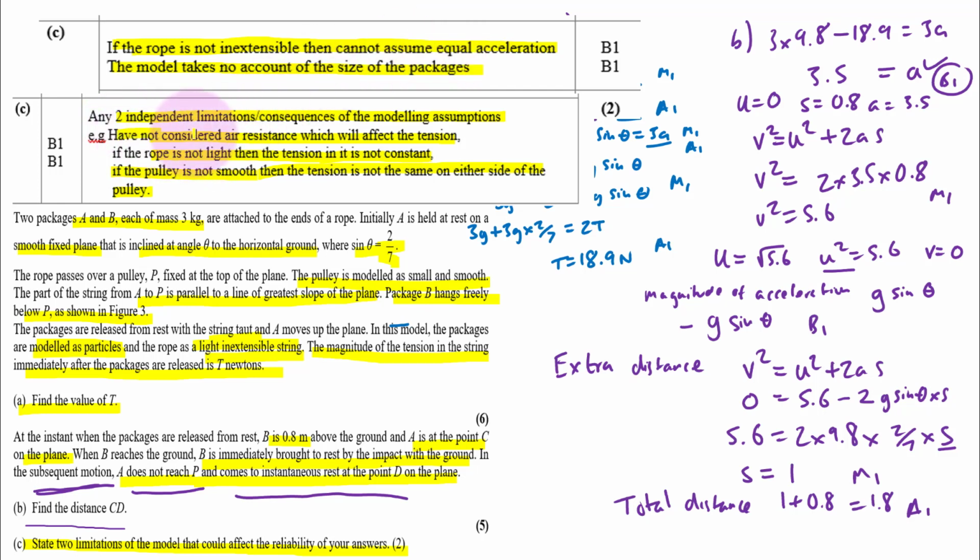Remember, air resistance is not a good one because that will affect the tension of the string. If the rope is not light, then the tension is not constant, and we do know these facts. Or if the pulley is not smooth, then the tension is not the same size on either side of the pulley, because we have modelled it here as a small and smooth pulley. So I hope that helps you get 1 or 2 marks on that last part, which is actually achievable for you all.